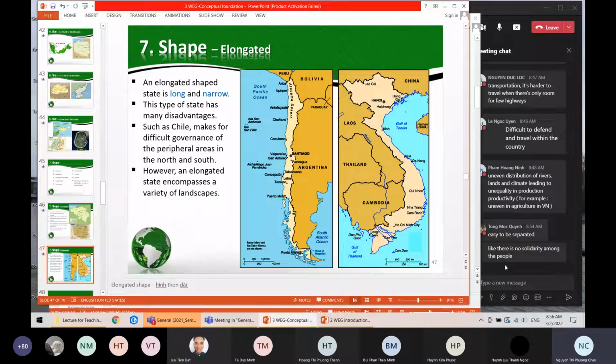Mộng Quỳnh shared more, like there is no solidarity among people. Yes, of course. And based on this, that brings the separation.